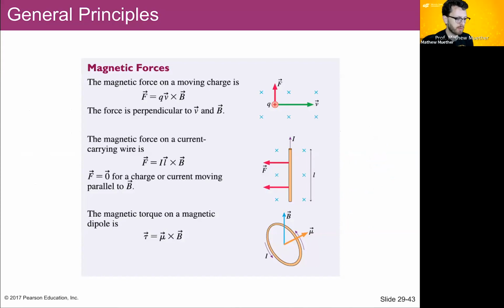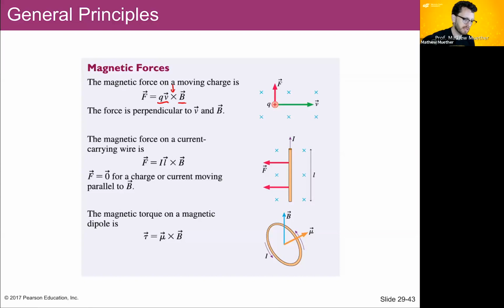If you boil it down, the thing that they can do is apply a force to a moving charged particle. Here's the rule: the magnetic force that gets exerted on a moving charged particle is equal to QV cross B. Notice it's another cross product relationship, so we can use the right-hand rule to understand the direction of the force.